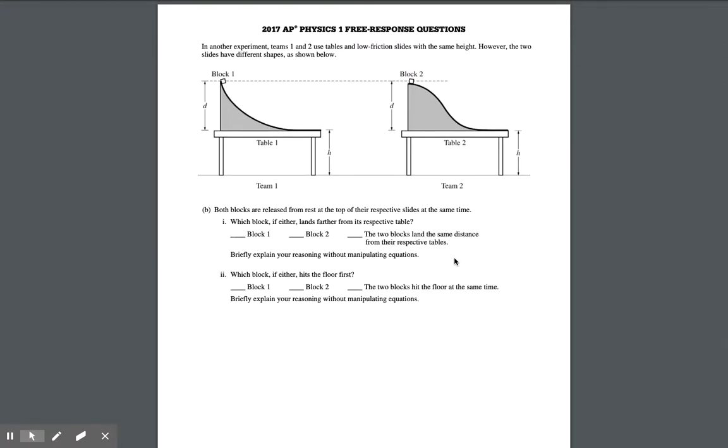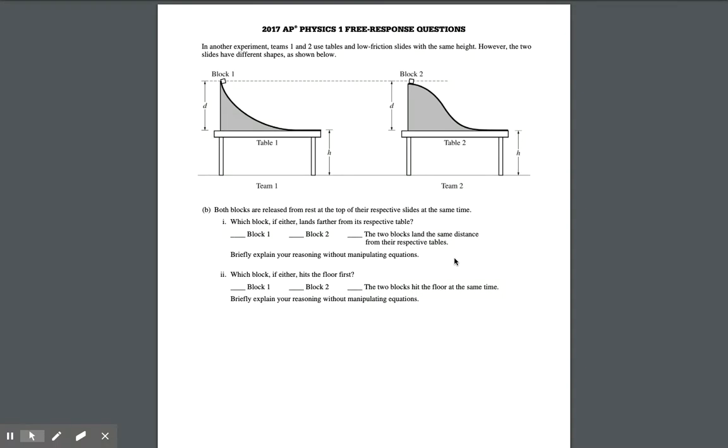In part B, another experiment wants to use the tables and low friction slides with the same height. However, the two slides have different shapes as shown. They're both released from the top of their respective slides at the same time. Which block, if either, lands further from its respective table? Briefly explain your reasoning. You cannot use equations as a reasoning. You must use concepts and words. So it literally says without manipulating equations. If you're not supposed to use equations, it will tell you explicitly not to use equations.